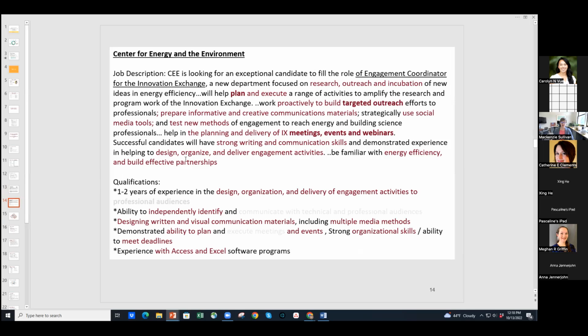I'm going to look particularly at the qualifications: experience in design, organization, delivery, ability to independently identify, design written and verbal communication plans. And so for those things that they want me to have or to be able to showcase, I need something on my resume that will show them I have done those things. If you haven't done them and you have nothing relevant, you can't put it on there. And that is usually the case.